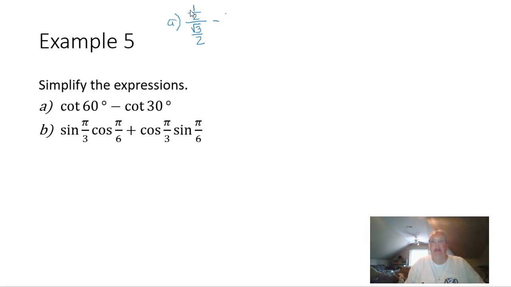Now x at 30 degrees is square root of 3 over 2, and then y at 30 degrees is 1/2. Alright, let's see, this is going to give me 1/2 times 2 over the square root of 3 minus the square root of 3 over 2 times 2 over 1. Alright, let's see, it looks like our 2's are going to cancel. So now I have 1 divided by the square root of 3 minus, and it looks like the 2's are going to cancel, the square root of 3.